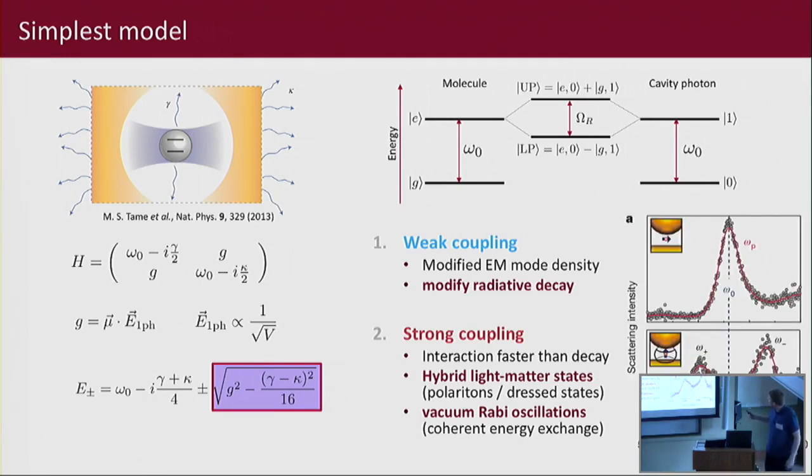Okay, and this can be done in experiments. What you see here is a molecule that is aligned orthogonal to the electric field in this nanocavity in this case, and you basically see just the absorption of the nanocavity or the scattering.